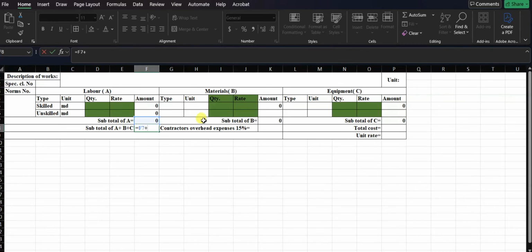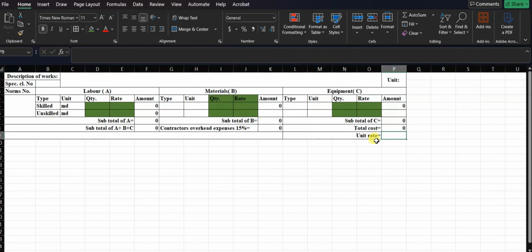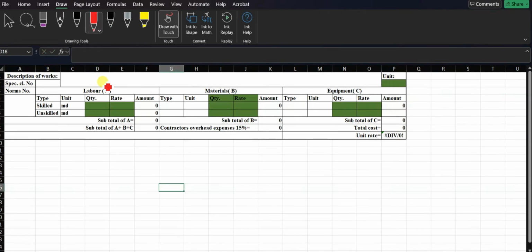So that will be the sum of these three. This plus this, right? Now for the contractor's profit, you need to multiply this section by 15 percent. So you can write the percentage directly. Total cost is what? The amount of subtotal of A plus B plus C and the contractor's overhead and profit. So unit rate is what? The unit rate is the total cost divided by the quantity. So how do you determine the cost and the rate? You have to input the quantity, the rate and the unit.